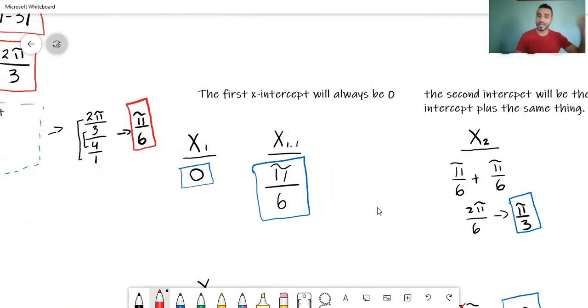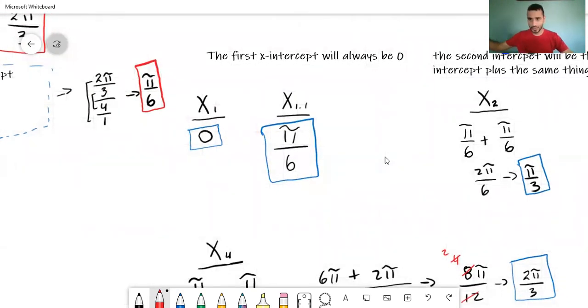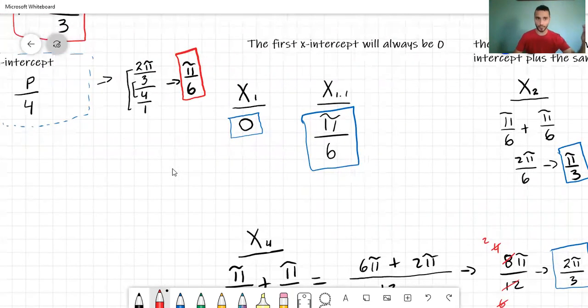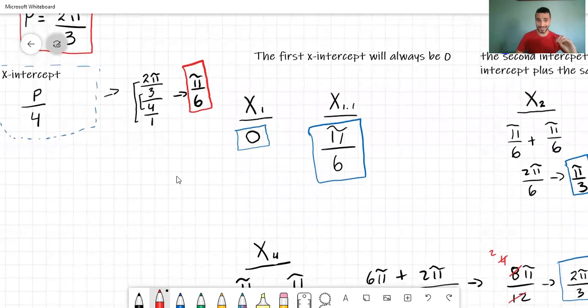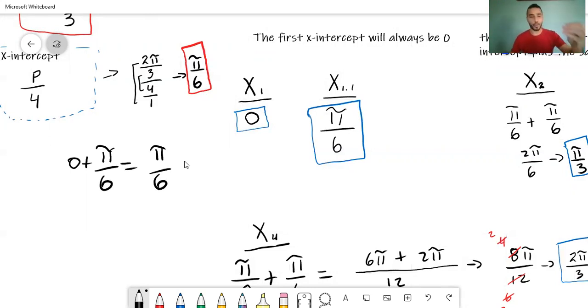Now, our second x-intercept, remember that I was telling you that for you to find all the intercepts, we must add the first intercept we got plus the number we got when we divided the period by 4. So in this case, my next intercept, x1.1 let's say, I got it from adding 0 plus pi over 6, which is equal to pi over 6. That's where I got my first x-intercept.